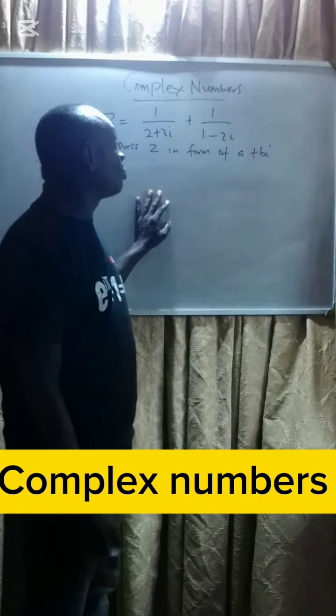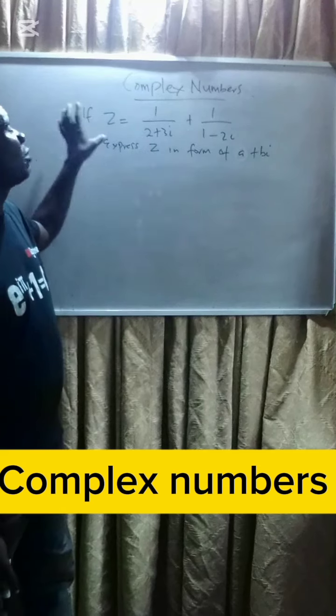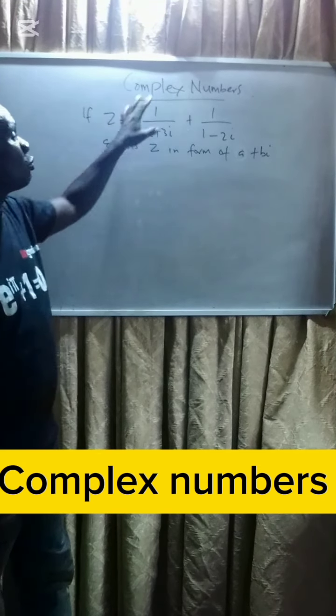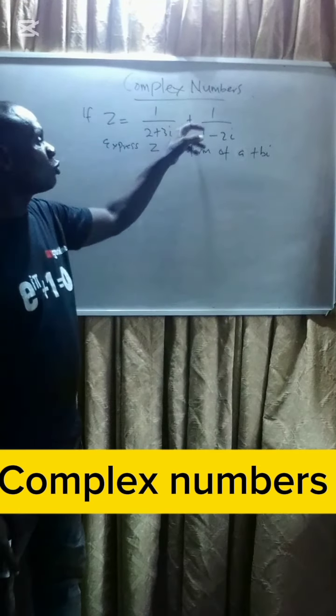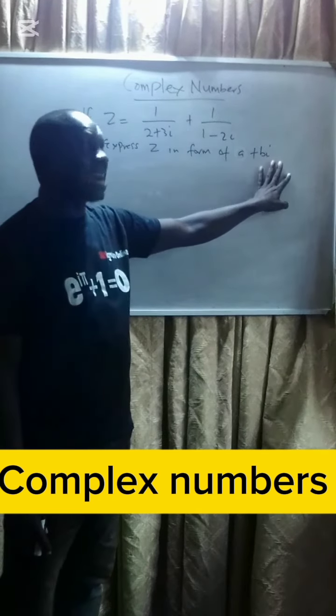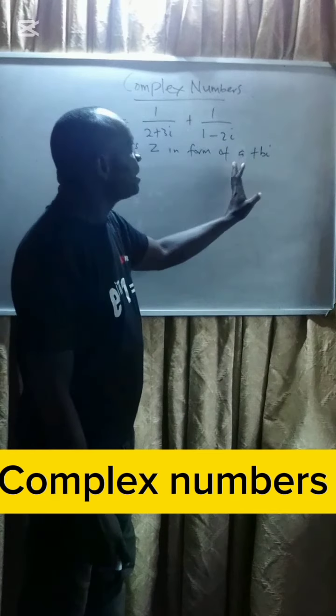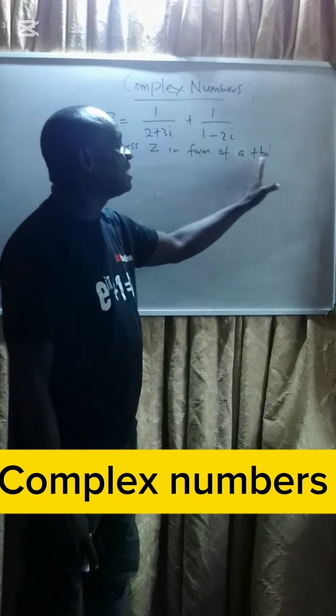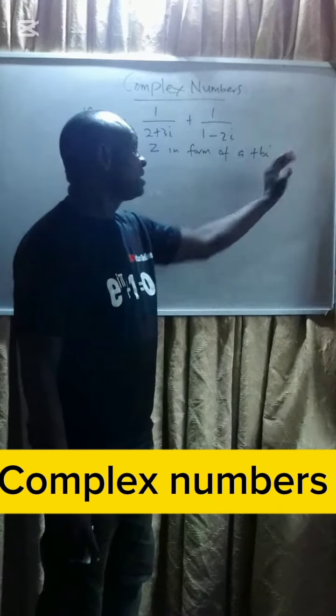We have a problem on the board. It's a complex number problem, and we are asked to solve this: if z is equal to 1 over 2 plus 3i plus 1 over 1 minus 2i, express z in the form a plus bi. Now, in a plus bi, this part is the real part, and this is the imaginary part.